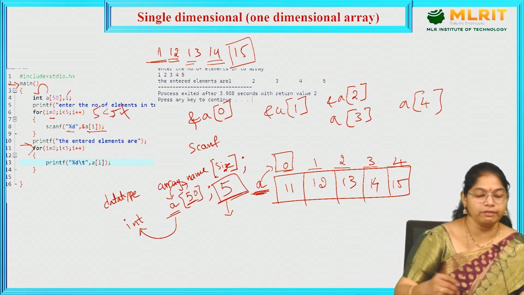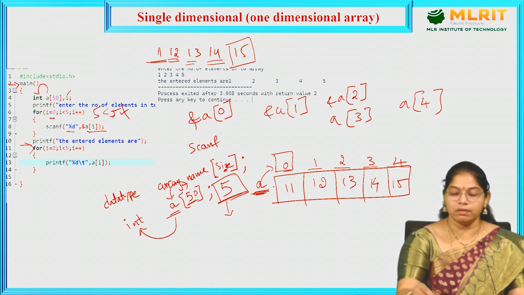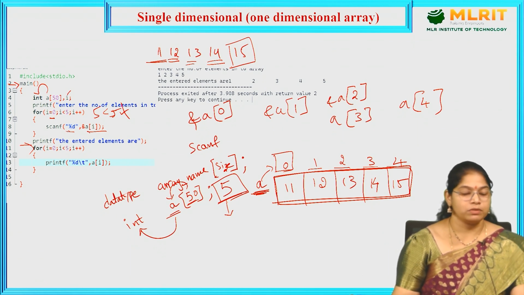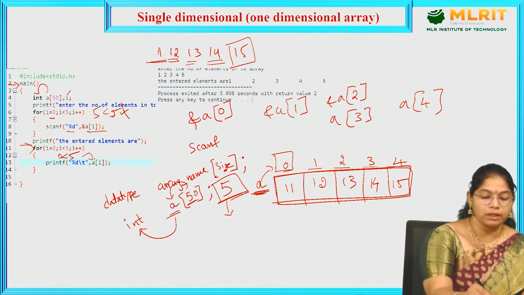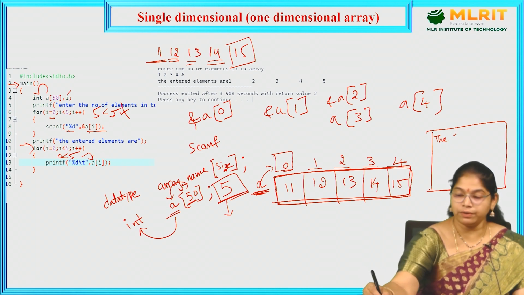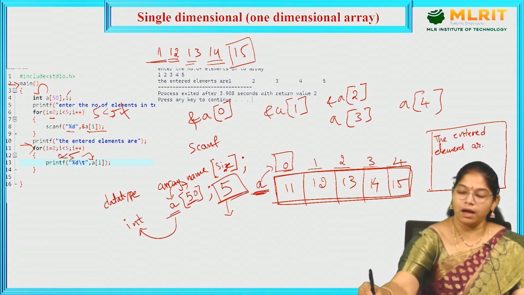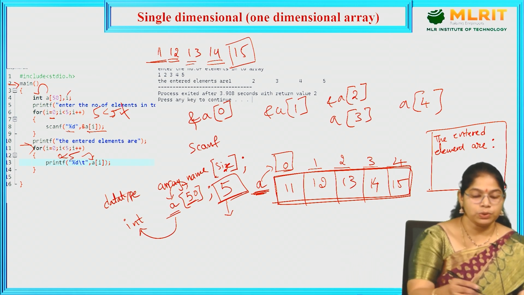Then we have a printf, the entered elements are. So now I want to access, I want to print the values which I have stored in the memory. So then for i equal to 0, i value is initialized with 0, 0 less than 5, condition is true. Then I want to print. What is that value? So here in the console window already we have a printf statement, that is the entered elements are. It will get printed like this, the statement. Then 0 less than 5, condition true.